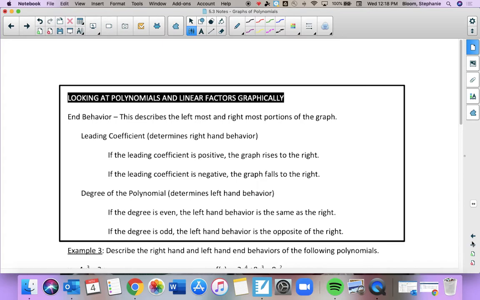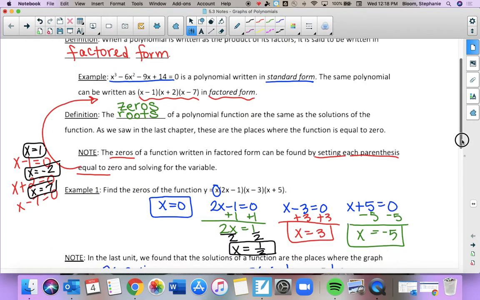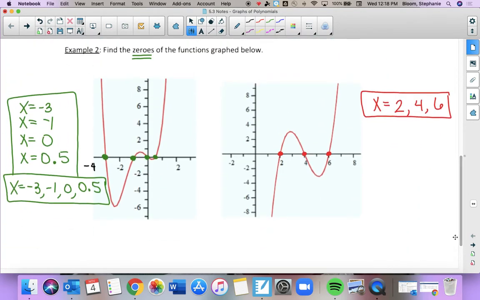Now, you have to know how your left side of your graph and your right side of your graph is going to work, okay? So we call this end behavior. And end behavior is going to describe the left side and the right side of your graph. So let me just show you what I mean by that by going back to that last picture. So here's what I'm saying. Does everybody see how on this graph right here, on the left side, I'm up here in the positives, and on the right side, I'm up here in the positives, right?